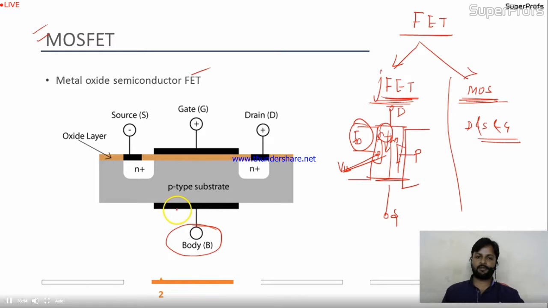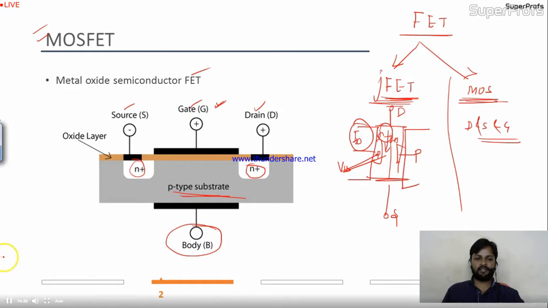So what is going on over here? Source as it is, gate as it is, drain as it is. But the source with N plus and the drain with N plus are merged into a P-type substrate. So this is like a platform for source and drain, and all the conduction will happen over here, and again the controlling element is the gate.